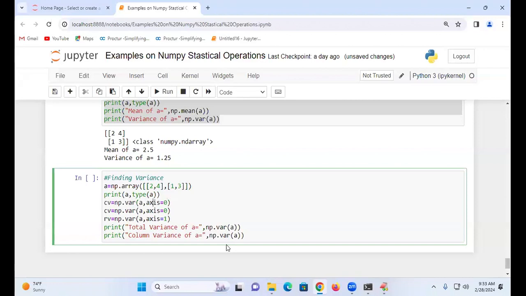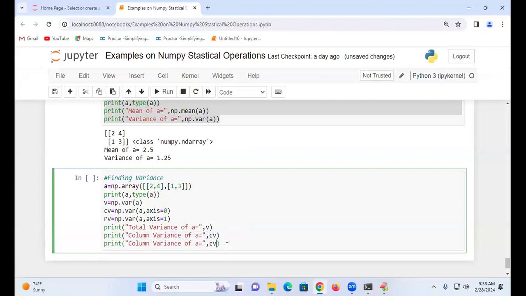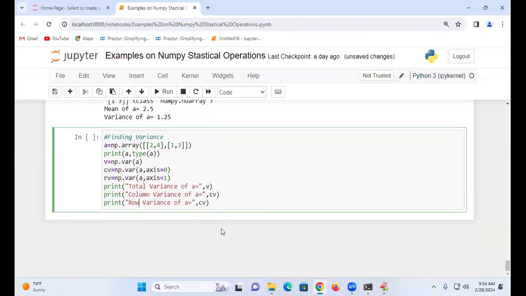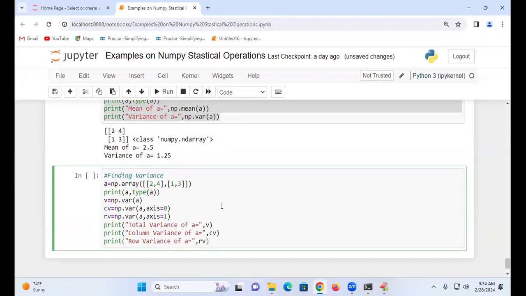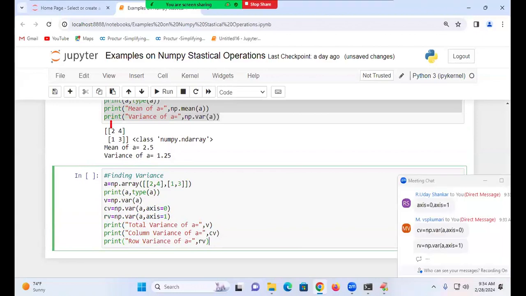Simply I will write just variance, V. This is the total variance of A, so I will write V here, and this is going to be CV. Now I will write RV also, row variance. I will calculate it once. Don't take much time. Come on, guys. What is my row? This is column or not? First one: 2, 1, 2, 1. What does the 2, 1 mean?